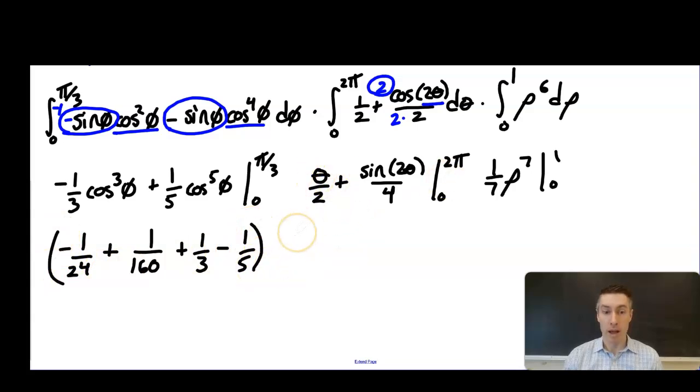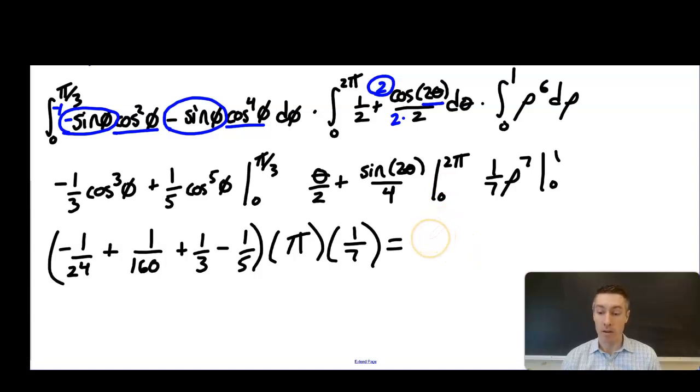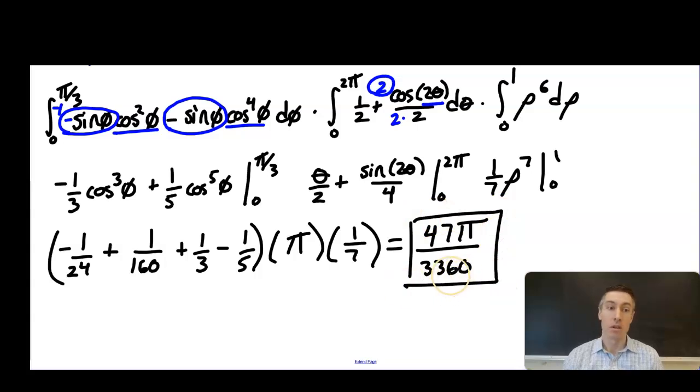And then if we plug 2 pi in, we're going to get pi. Sine of 4 pi would be 0. Plug in 0, both terms would be 0, so times pi. And then times 1/7. To save us the effort and aggravation, we would get 47 pi over 3,360. So that is the value of the mass of that ice cream cone region with the given density function.